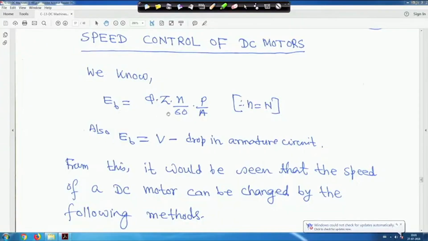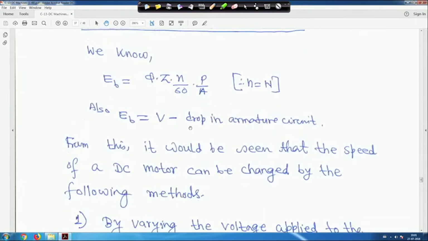For example, we know that back EMF is equal to phi Z small n upon 60 into P by A. Somewhere I might have used capital N, but it is the same thing, that is why in the bracket it is written small n is equal to capital N. So no confusion. And we know that back EMF EB is equal to V minus the voltage drop in the armature circuit, that is IA into RA.